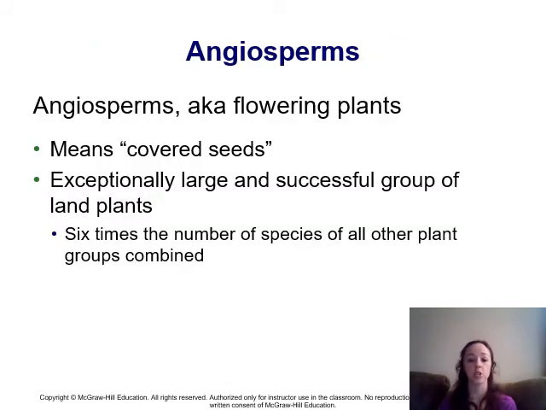Angiosperms will produce fruit, and therefore they have covered seeds. Angiosperms are the most successful group of plants, with 6 times more species than all the other plant groups combined. They are found all over the world and in many different types of habitats. They are, of course, the most common garden plants, because why else would we grow them if we can't get some type of produce from them?